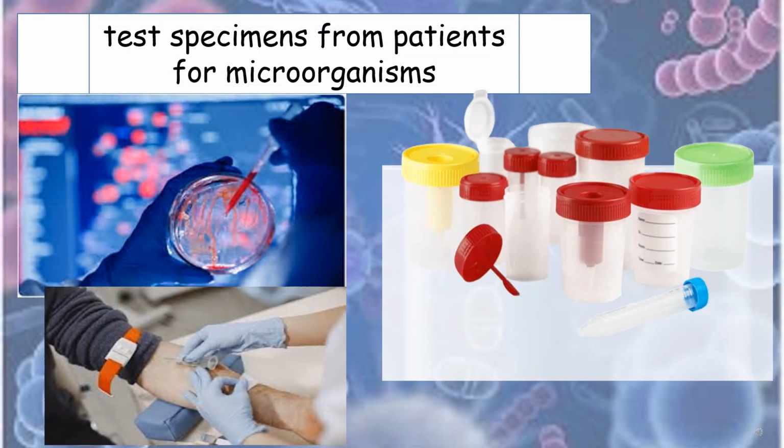A healthcare professional collects a sample, like blood, urine, sputum, or tissue, from the suspected infection site and sends it to a laboratory where technicians use techniques like bacterial culture to grow and identify the present microorganisms, often utilizing microscopy to visualize them and further analysis to determine the specific species. This process helps diagnose the infection and guide treatment decisions.